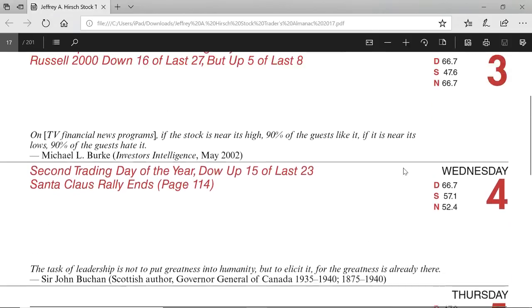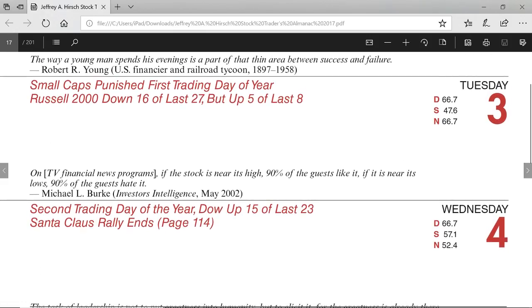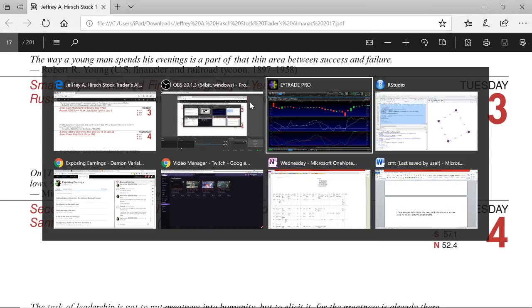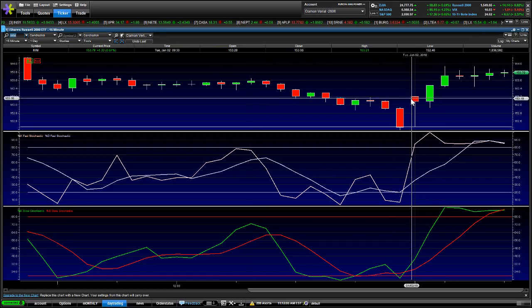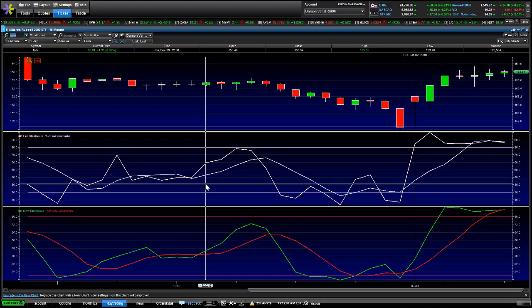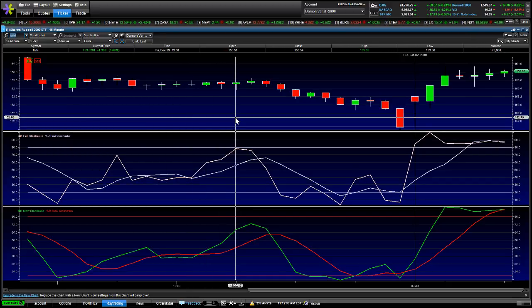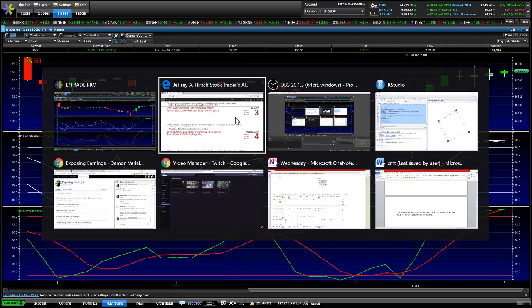So I was testing out this daily seasonality, the small caps punished first day of the year for the Russell 2000. It's basically 50-50 here, 50-50 bet. So I didn't put much stock into it, but I did take the trade, which is actually against me now. It's gone up. This is IWM, the ETF you want to use if you're trading the Russell 2000. The trade went against me.